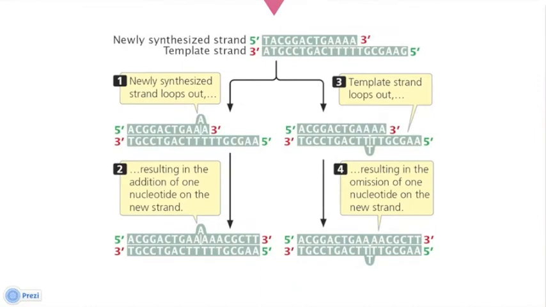Duplication errors also cause copy number variation in genes. The gene copy number is the number of copies of a particular gene in the genotype of an individual. Genes were almost always present in 2 copies in a genome. However, recent discoveries have revealed that large segments of DNA, ranging in size from thousands to millions of DNA bases, can vary in copy number.